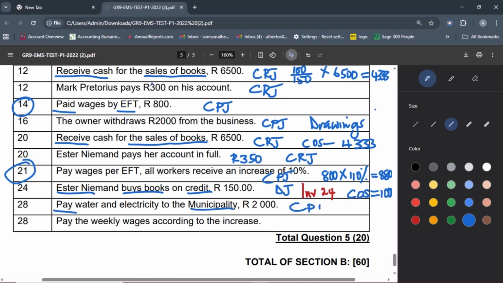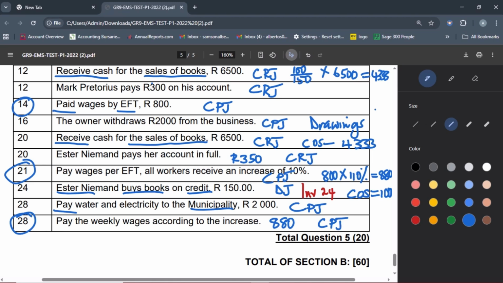That will be CPJ. Pay the weekly wages according to the increase. Now, this transaction is linked to day 21. 7 days later, we are still paying the wages according to the new increase. So our answer here is 880 Rand. And that amount must be recorded in the CPJ. So this was not an easy task.